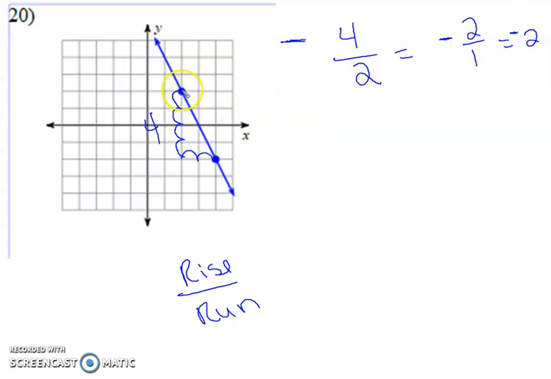What that tells me is I'm always going to hit a point, down 2 over 1, down 2 over 1, down 2 over 1. If I went up 2, backwards 1, I would hit a point. Okay, that's what your slope is. It tells you those are the points it's going to hit.